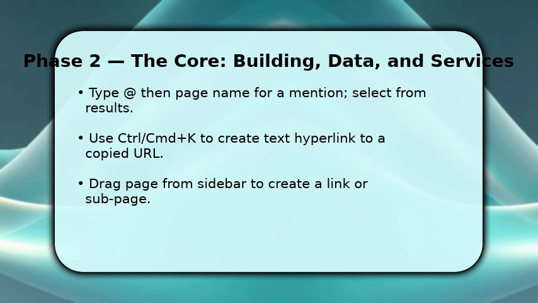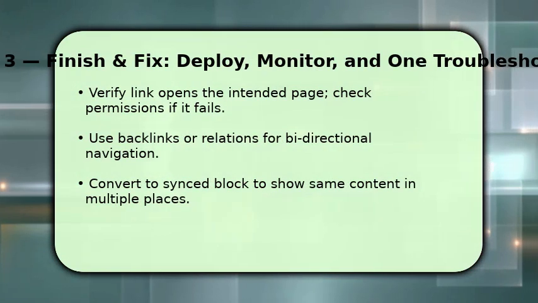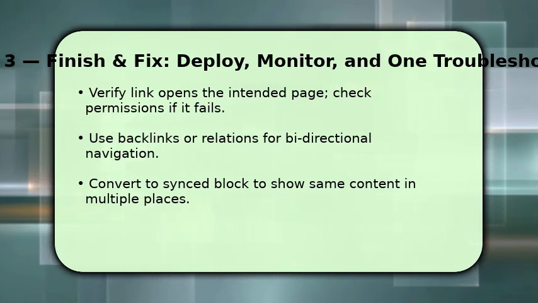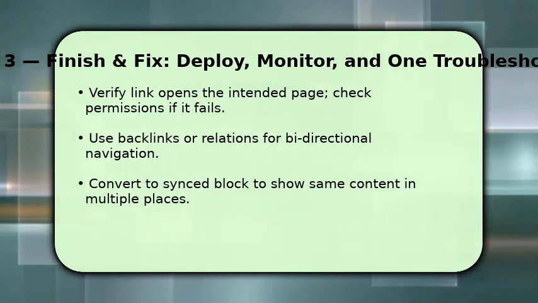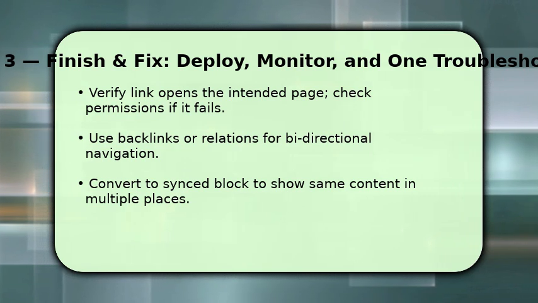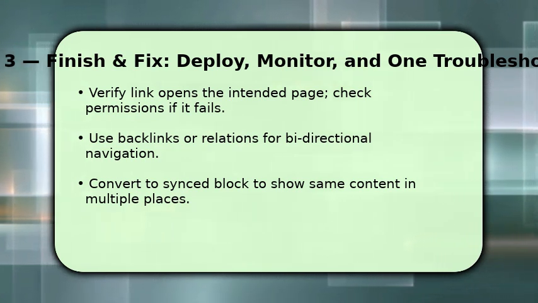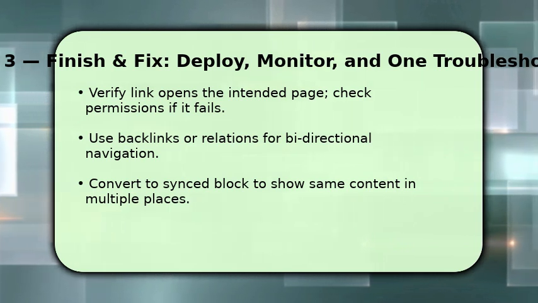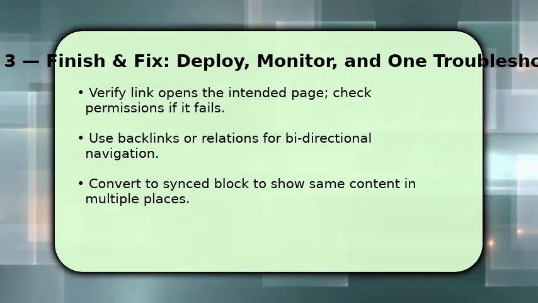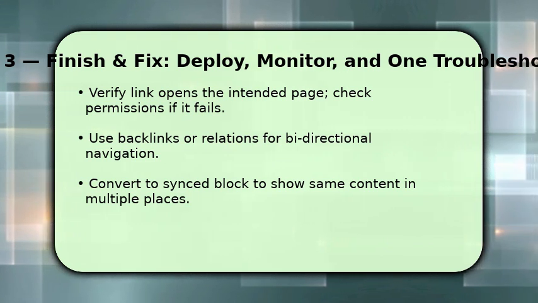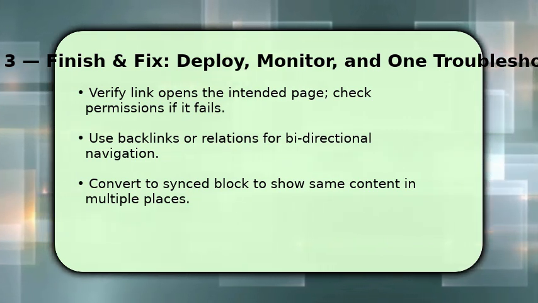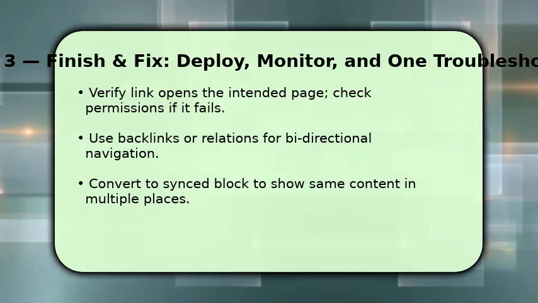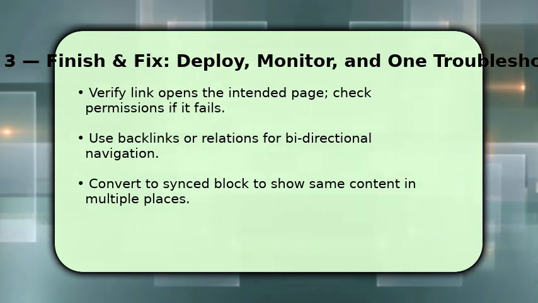You finish by testing the link and observing where it lands. If it opens a different page, recopy the target URL and replace the link. Once confirmed, consider adding a backlink or a relation property for two-way navigation, because that improves discoverability. If you want the same content visible elsewhere, convert the linked content into a synced block. Troubleshooting tip: if recipients can't open the link, make sure page sharing and workspace permissions are correctly set before sharing again.